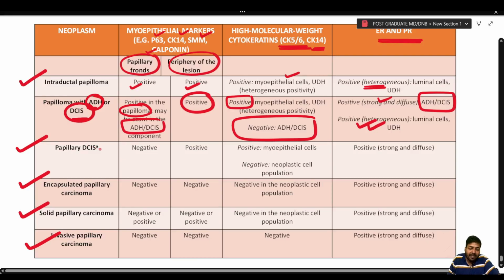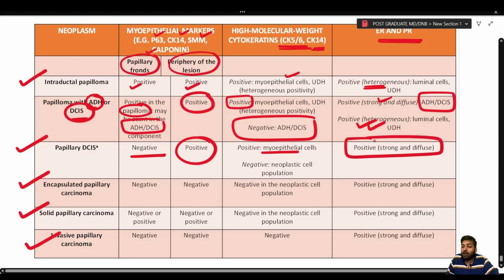Papillary DCIS is very easy. In the lesion, negative myoepithelial markers. Outside the lesion, in the periphery, they will be positive. If you look at the high molecular weight keratin, again it is the same. It will highlight the myoepithelial cells and they will be negative in the neoplastic population, whereas the neoplastic population will show strong and diffuse positivity for the ER.